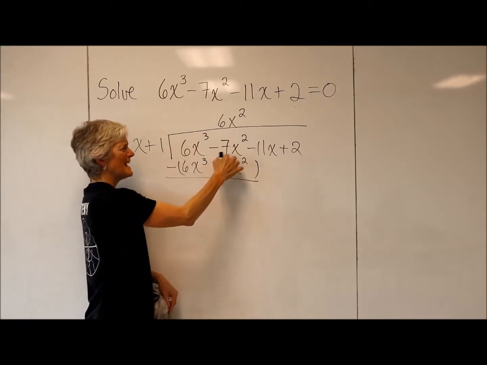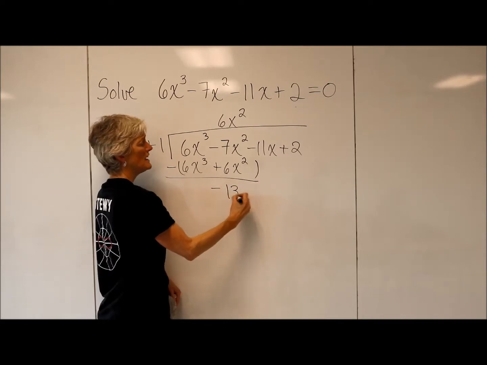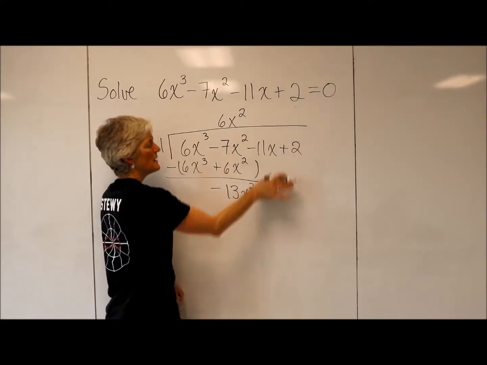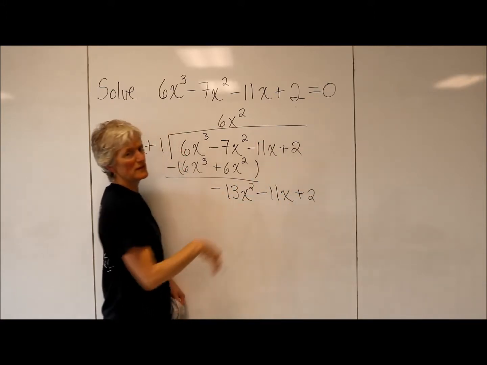Those go away. Negative 7 minus 6x squared is going to give me a negative 13x squared. And I bring down the next term. I always just bring everything down. It just makes it easy.